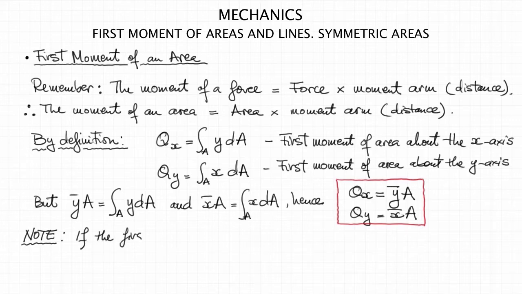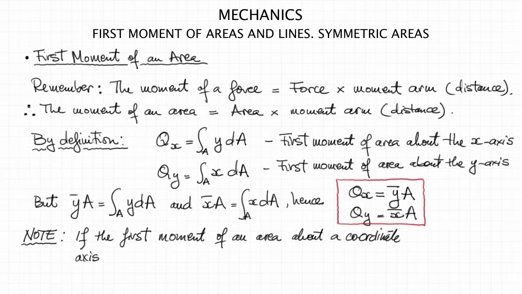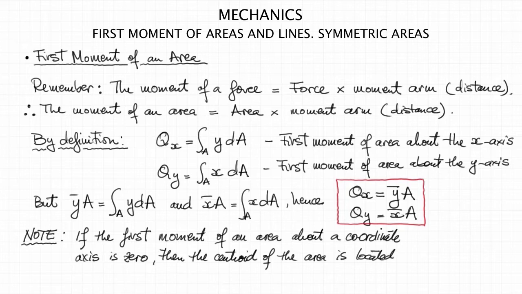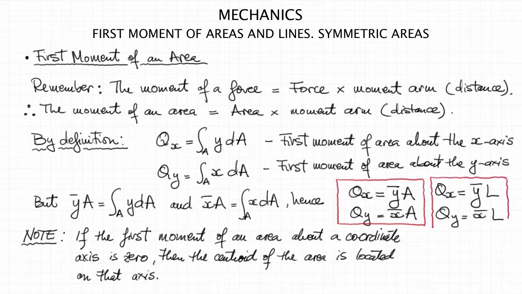Now, if you look carefully and think a little about these equations, you'll easily realize that if the first moment of an area calculated about a coordinate axis is 0, then the centroid of that area is located on that axis. And that's because areas with positive and negative signs on the left or right of that axis will cancel out, as you can easily imagine. Finally, if we express the first moment for lines, we will get similar equations.